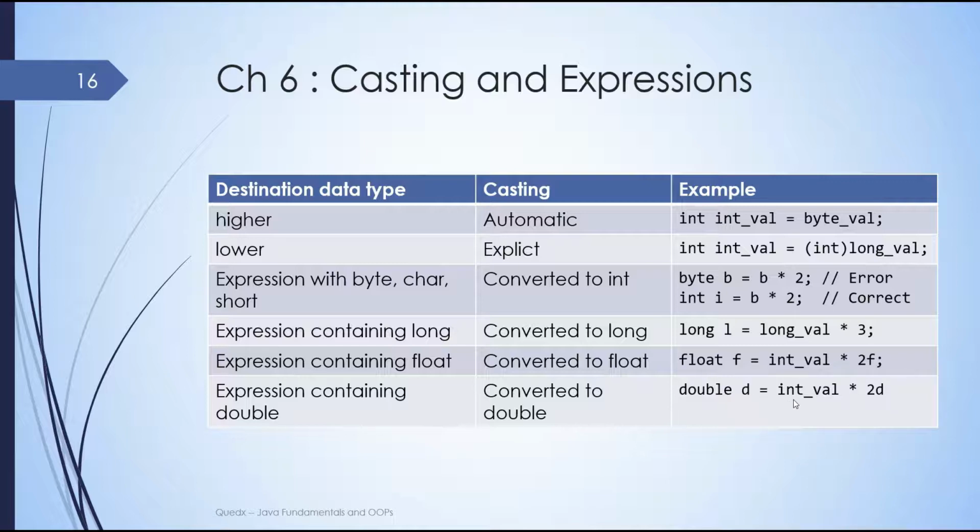In the final example, we again have an int val and we are multiplying by 2d. The d suffix tells that we will be treating this as a double value. Hence, the expression will be evaluated into a double val and we are trying to store it in double. So let's take a look at a demo example.